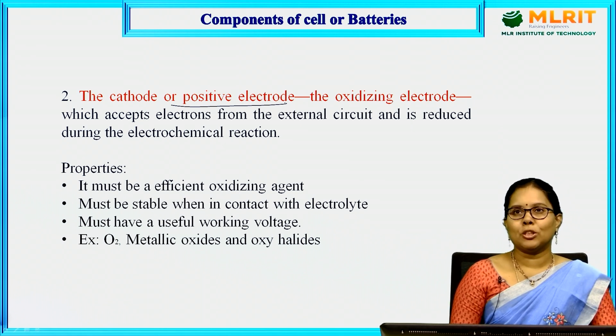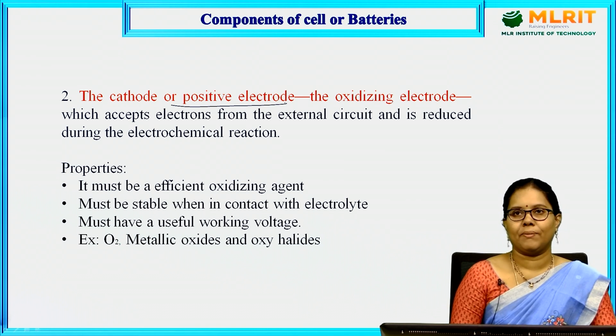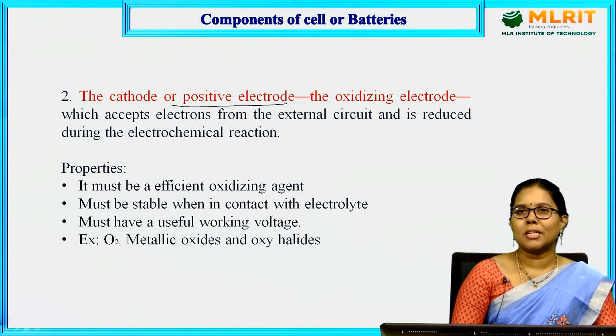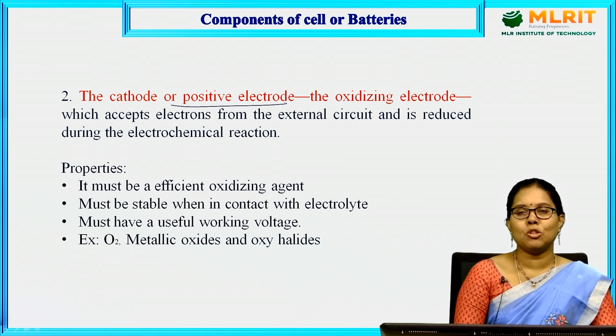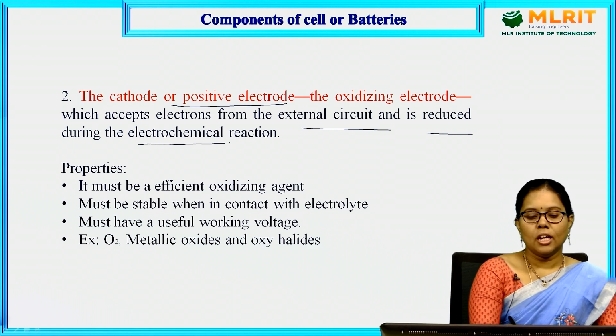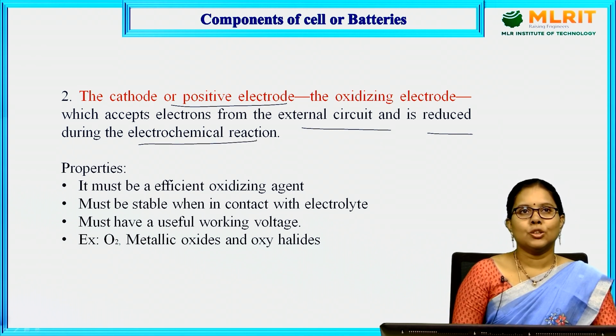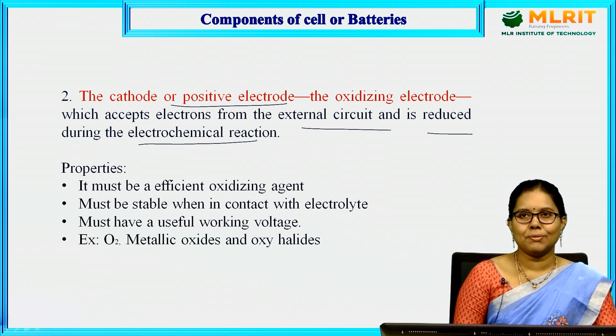Why is it called the positive electrode? It readily accepts the electrons from the external circuit. It reduces itself. So, a cathode is a metal which readily accepts those electrons from the external circuit and is reduced. So, at the cathode, a reduction reaction takes place, during the electrochemical reaction.